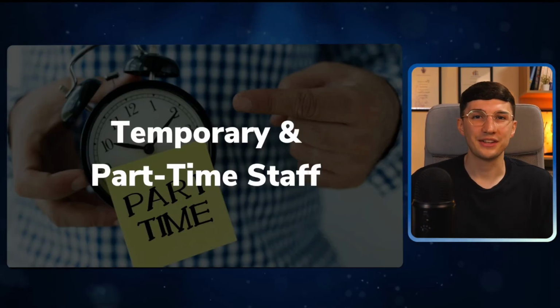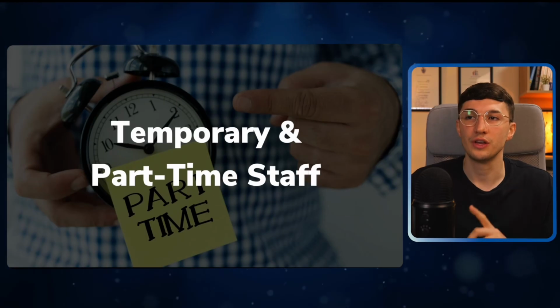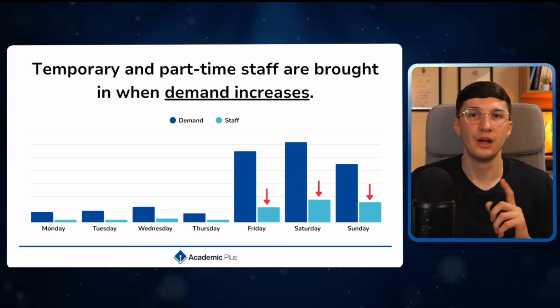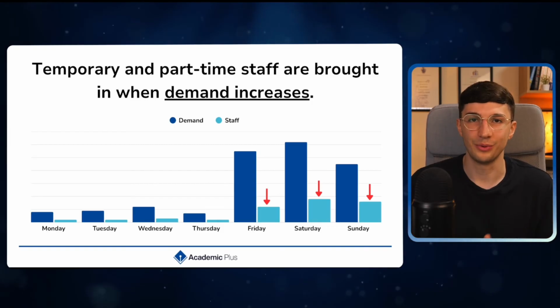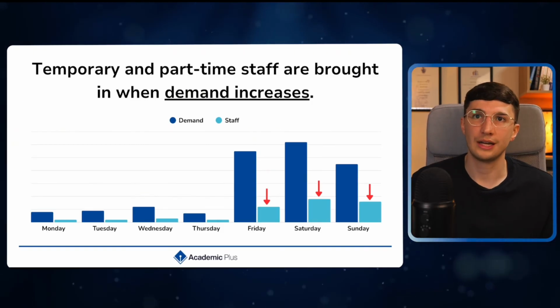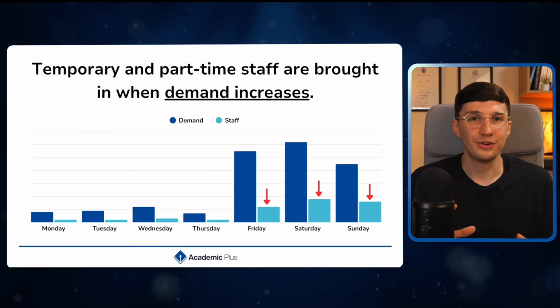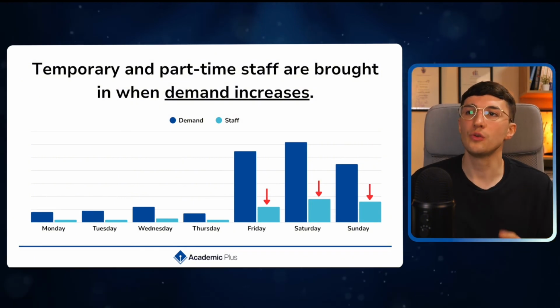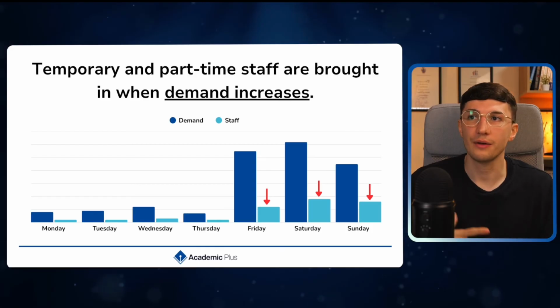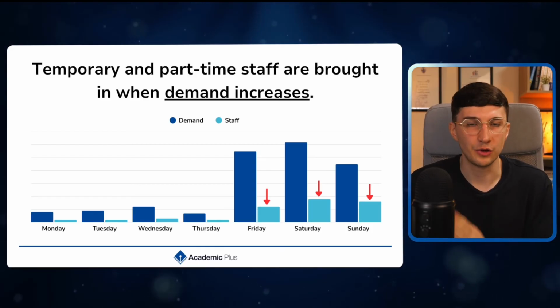The second way of matching our supply and demand, we could also look at using temporary and part-time staff. Now, first of all, what we mean by part-time staff is that they're working less than full-time. So essentially, they're working less than 30 hours a week. And temporary staff is when we bring in employees just for a short period of time. The reason why we have temporary and part-time staff is that we bring them in when demand increases.